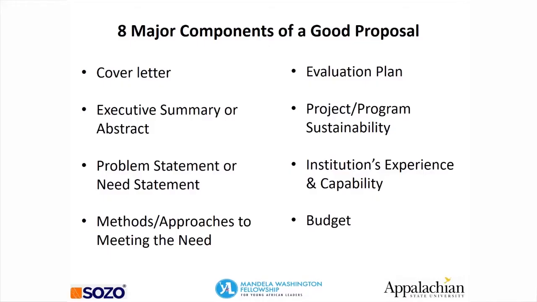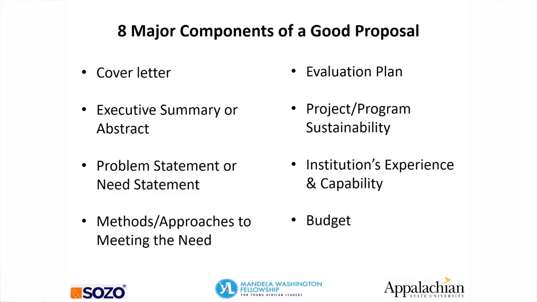Okay? And then you have a problem statement, or need statement, and then you have a method or approach that you are going to use to resolve the problem. You have an evaluation plan. Some people already talked about sustainability. You have a sustainability section. You have what we call institutional experience or capability of your organization or of yourself. Okay? And then you have the budget.